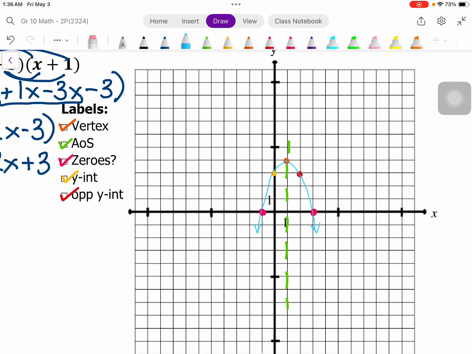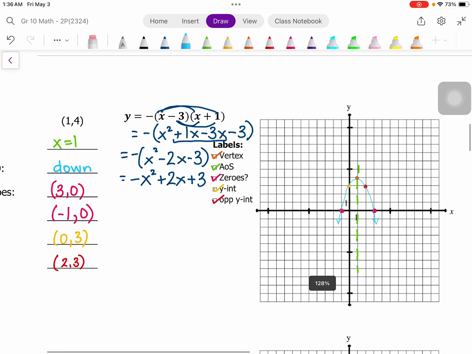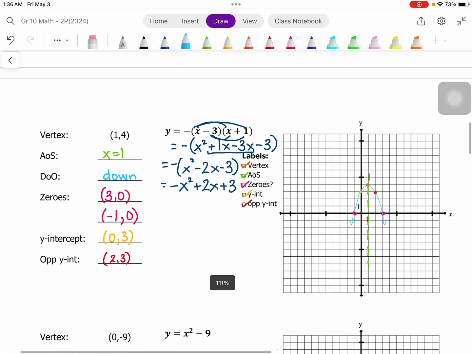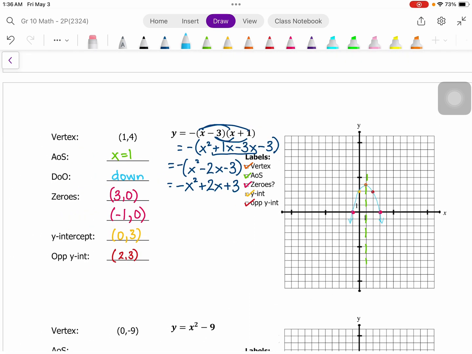And there we go. So that is how we can plot a quadratic relation without substituting in x values to create a table of values, but by using the key features that we can get from standard and factored forms, and using the algebra skills we learned in our last unit to go in between those two forms, or to go from one form to another.